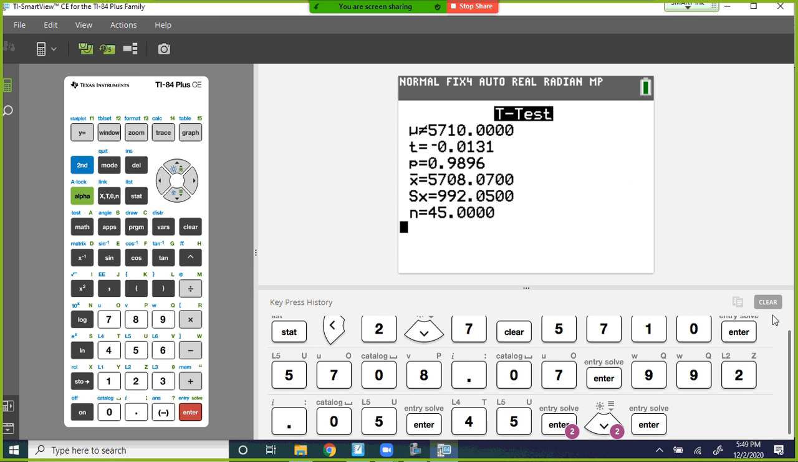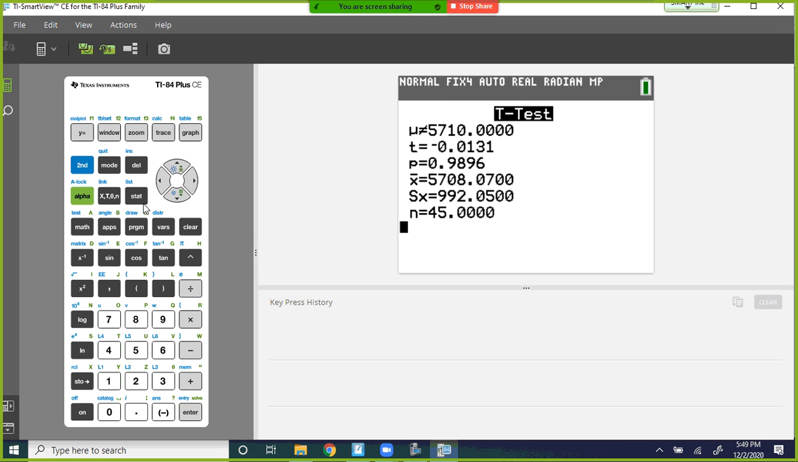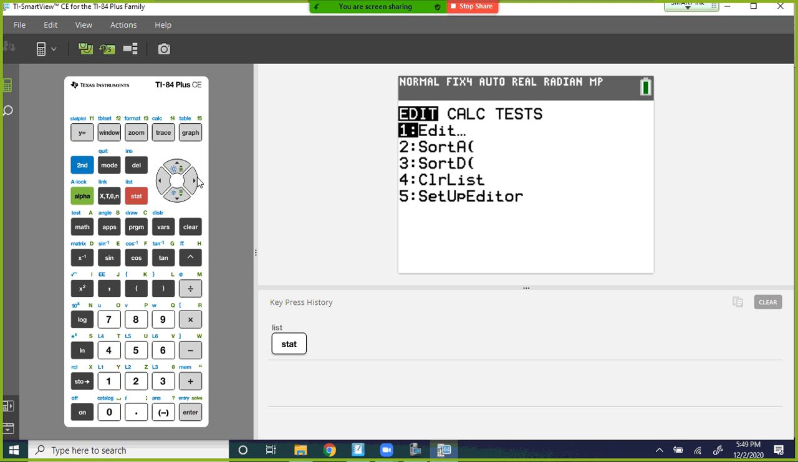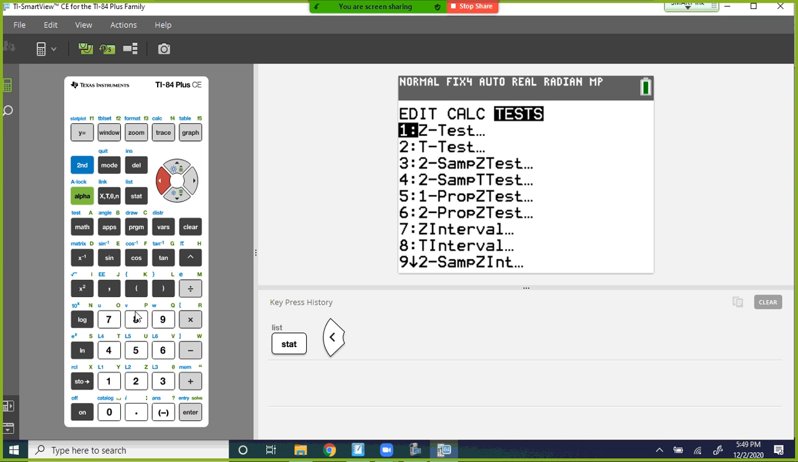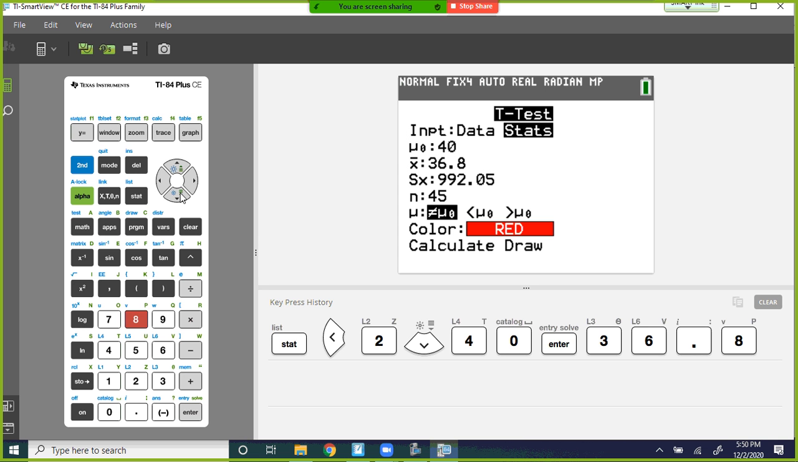All right, so we're going to clear here. Clear, boom. If we go stat, arrow to the left to test, we're going to go 2, right? And you see all this stuff is right there, right? Mu naught, that's going to be 40, right? Our X bar was 36.8. Our stat.